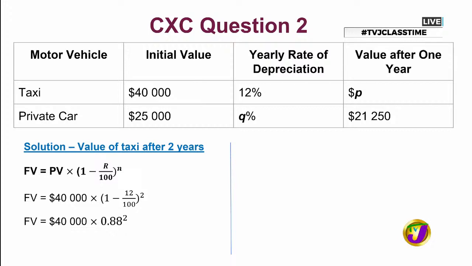Once again, remember I told you to pay attention to the result of what's in the bracket, and I'm noticing again it's 0.88, showing me a value less than 1, and so I'm expecting the depreciation. A smaller value will pop up. Beautiful. Value after 2 years is $30,976.